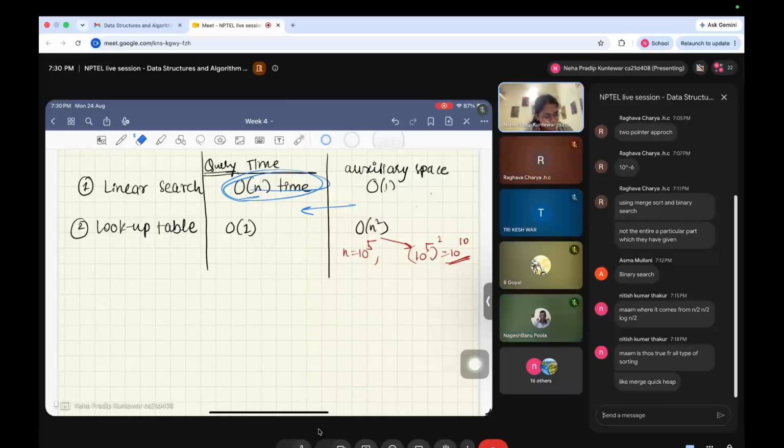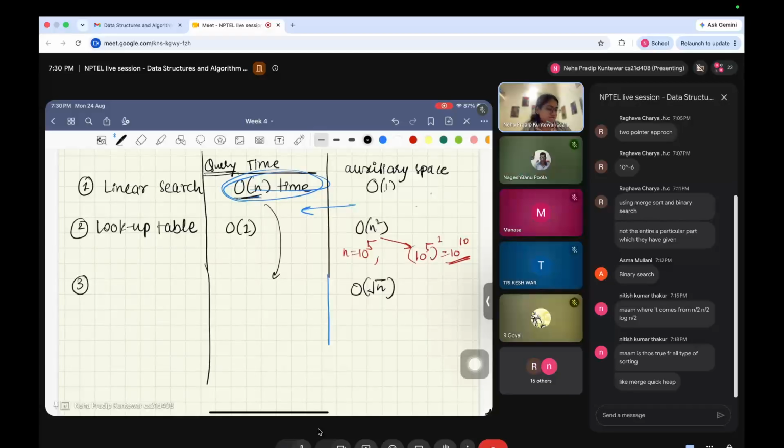So if I were to give you only order square root n space, can you do something better than order n, maybe log n or square root n or n to the 3 by 4, something better than this? Can you think of some ideas?